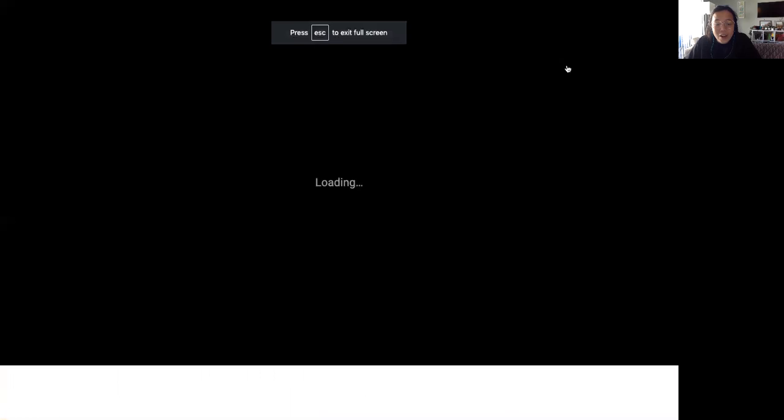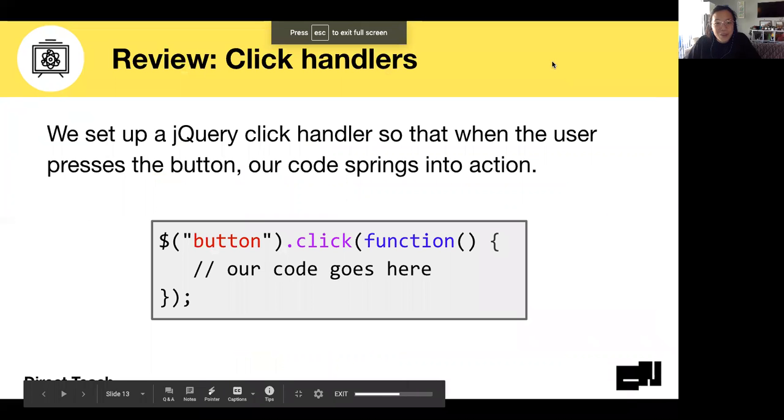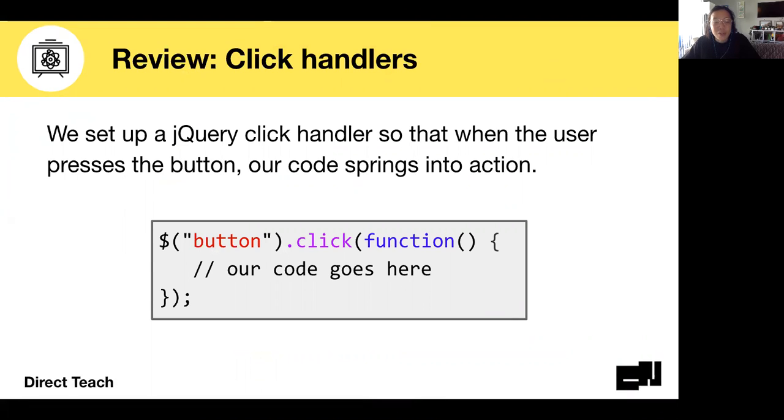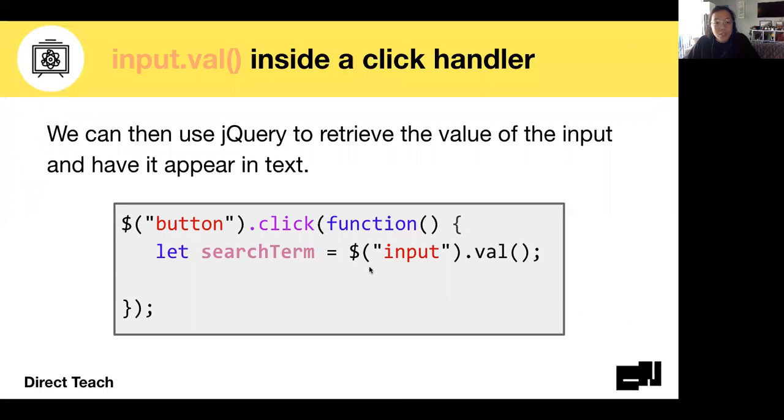Right, and so we're going to do a really quick review of click handlers, which you've been seeing a lot of. We set up a jQuery click handler so that when the user presses the button, our code springs into action. So when we click on the button, we're going to make things happen. We can use jQuery to retrieve the value of the input and have it appear in text. So if we want our user to be able to search something, we need to make sure that we save that input, we retrieve it with .val, and we store it inside this variable. So I call this variable search term. So that's the first thing that needs to happen in our click function.